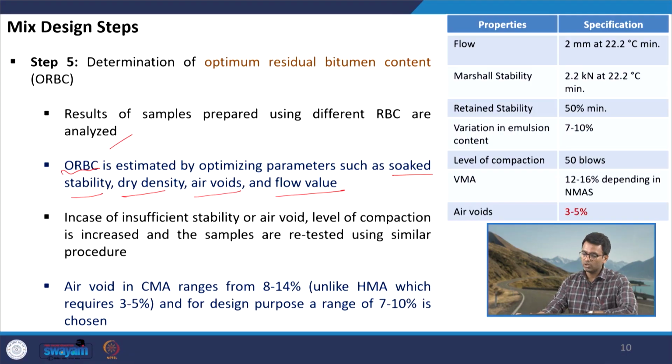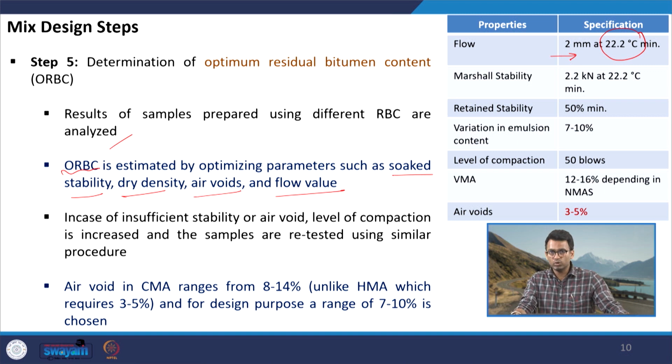Alright. So, this is a table taken from the Ministry of Road Transport and Highways, which gives specifications related to cold mix asphalt. You see that the minimum flow value which is desirable is 2 mm at 22 degrees Celsius. Now, again this temperature changes from specification to specification. Even in India, we have a specification on one hand given by the Ministry of Road Transport and Highways, and on the other hand we have the IRC manual, IRC SP 100, which is again on cold mix asphalt. If you compare the specifications in both these guidelines, you will see that they differ from each other.